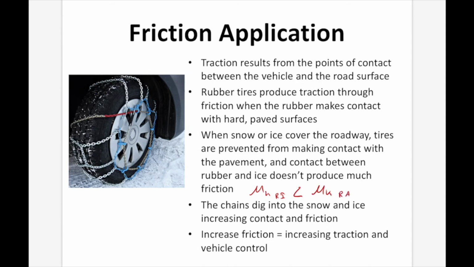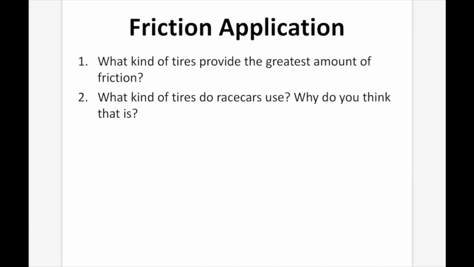The chains, therefore, dig into the snow and ice, increasing contact and friction. They're going to kind of carve a pathway for the rubber to actually make contact with the asphalt if possible. This increased friction is going to increase traction and vehicle control. Additionally, the chains will dig into the snow and actually create traction by pushing against the snow and the ice that they've dug into.